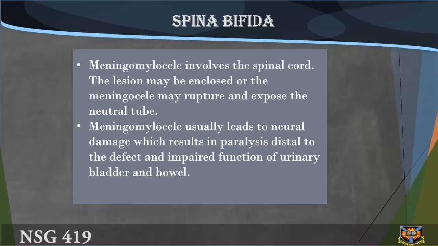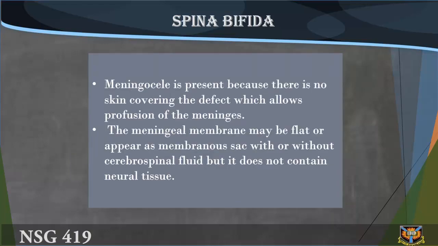Meningomyelocele involves the spinal cord. The lesion may be enclosed or the meningocele may rupture and expose the neural tube. Meningomyelocele usually leads to neural damage, which results in paralysis distal to the defect and impaired function of the urinary bladder and bowel. Meningocele is present because there is no skin covering the defect, which allows protrusion of meninges.